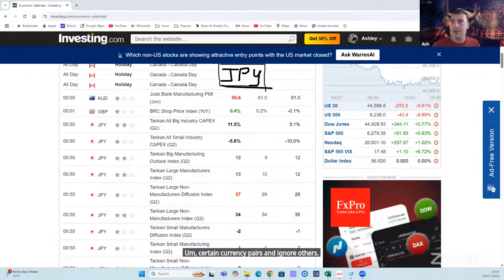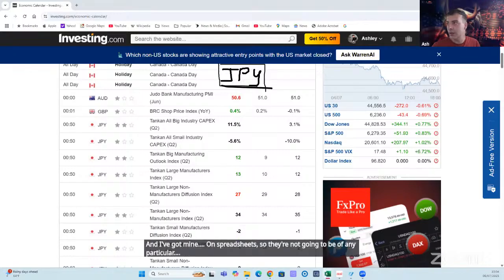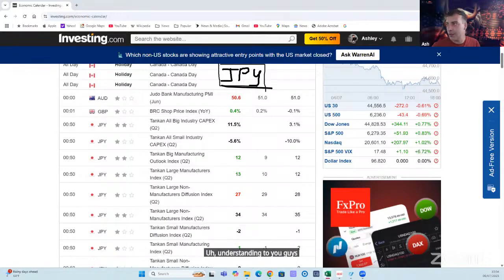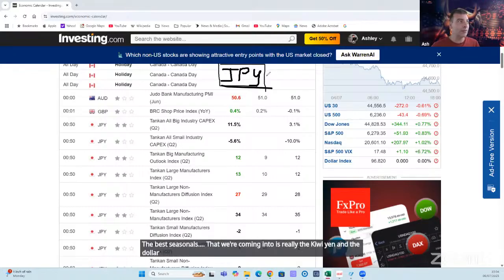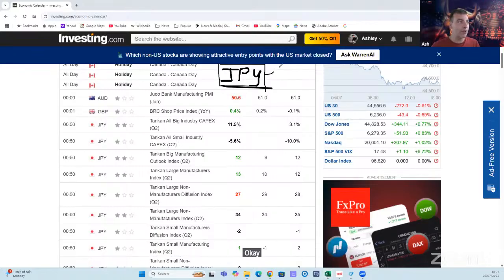Now, the best seasonals, and I've got mine on spreadsheets, so they're not going to be of any particular understanding to you guys, but I'm just going to tell you the best seasonals that we're coming into is really the Kiwi yen and the dollar yen. So we can then have a look at the Kiwi and we can have a look at the dollar.